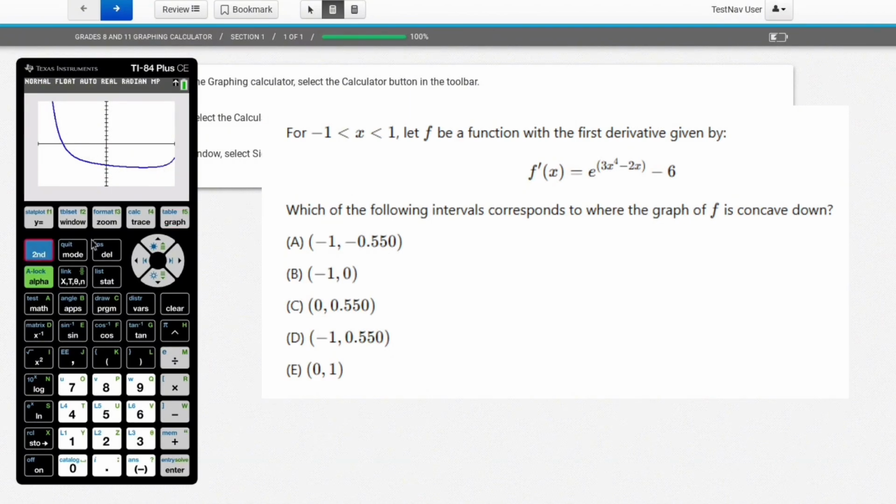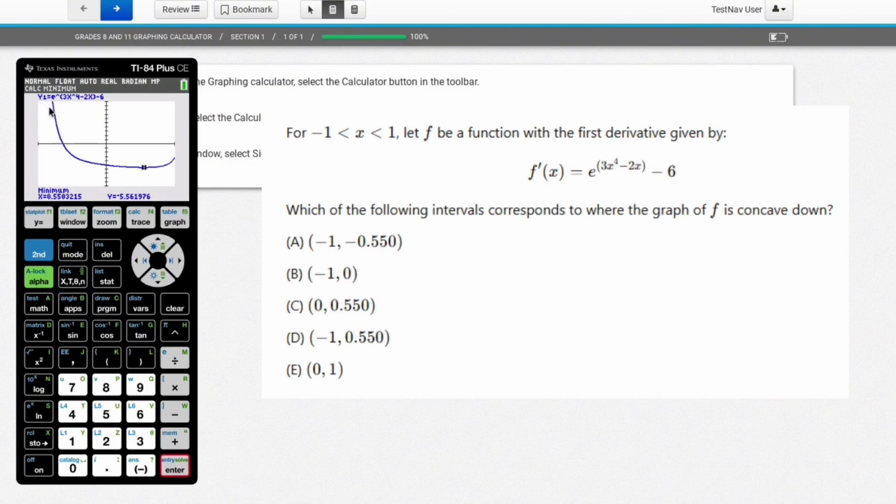So let's go to second, calc. Let's do minimum, which is going to be 3. The minimum is right around here, so we can hit enter right away and then just move to the right of it. Move to the right of it, and here we have it starts to increase right there. Hit enter, and our minimum seems to happen at 0.550.